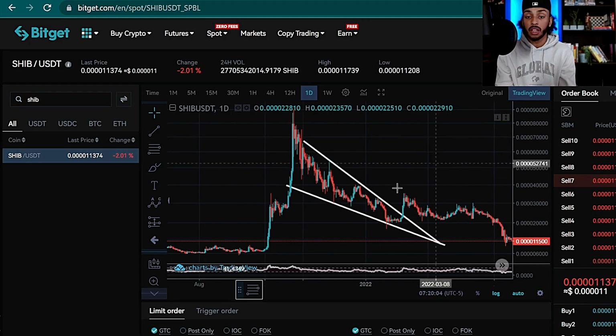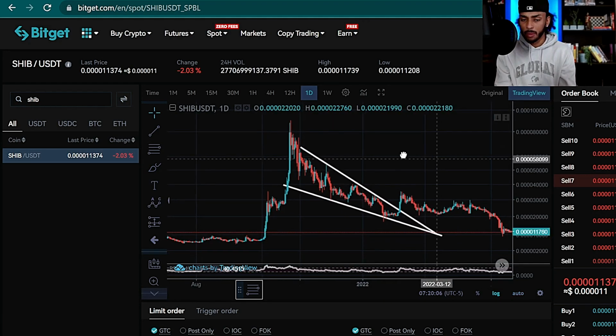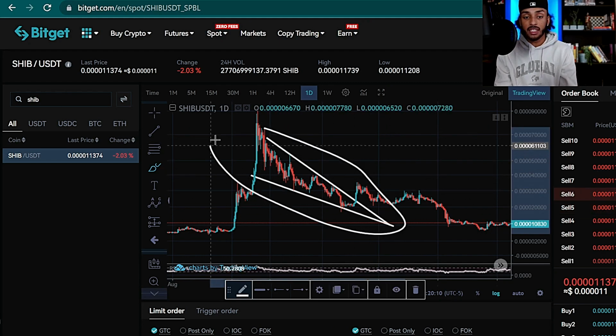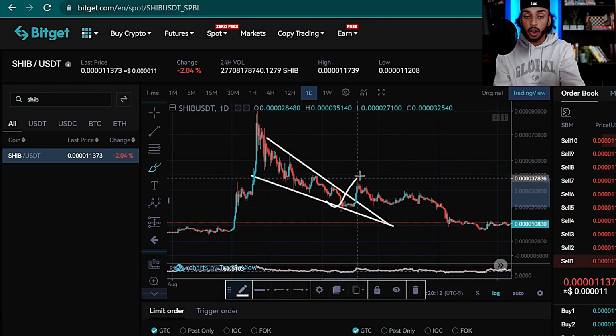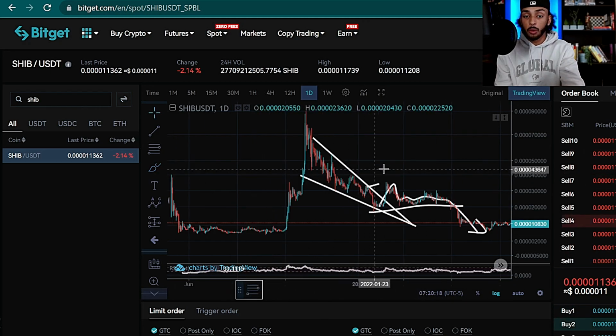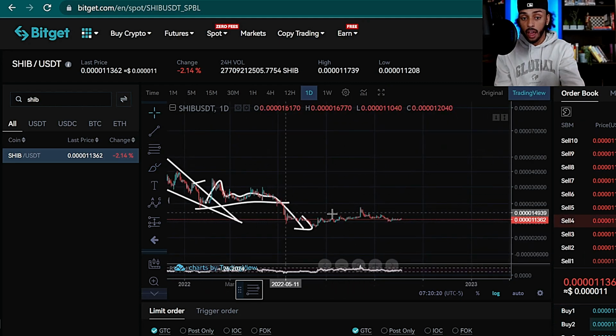Now, this was pointed out to me by someone in my comment sections. What he said was, hey, look at how we got this descending wedge. We immediately broke out of it. We set the higher high. We came back down, went sideways, and then capitulated to set in the new lower low. And then we ended up going sideways forever at this point.